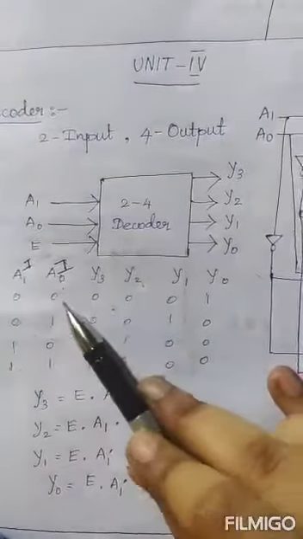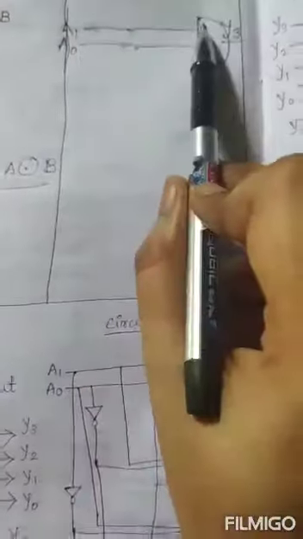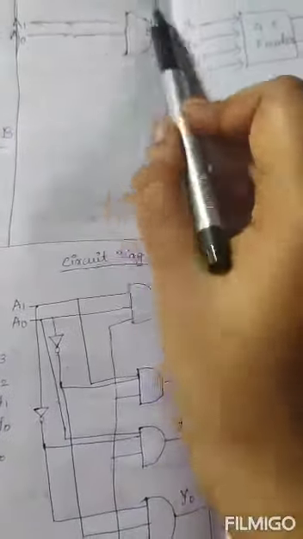Because in this Y3 output we don't pass any current. Both the inputs are 0. So we can write directly the straight line that passes through this Y3. Next I am going to write the Y2 output.